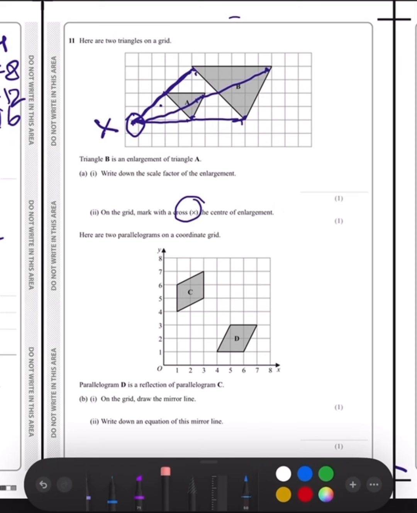So now let's move on to the next question. They say that here are 2 parallelograms on a coordinate grid. Parallelogram D is a reflection of parallelogram C. So part B, first part: on the grid, draw the mirror line. Write down the equation of this mirror line. So we clearly know a mirror line basically means drawing a division between them.